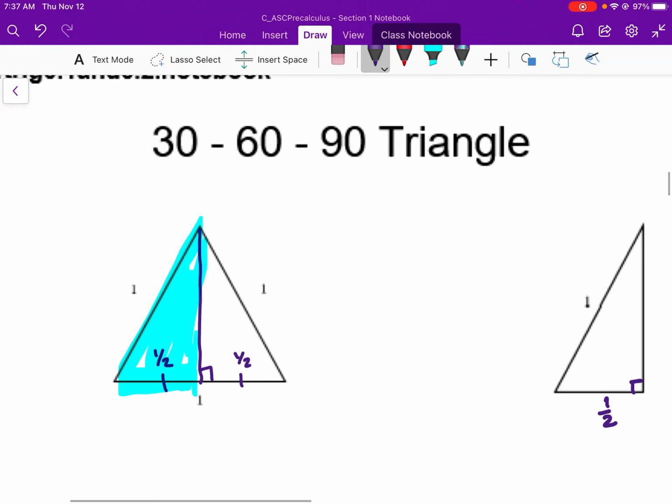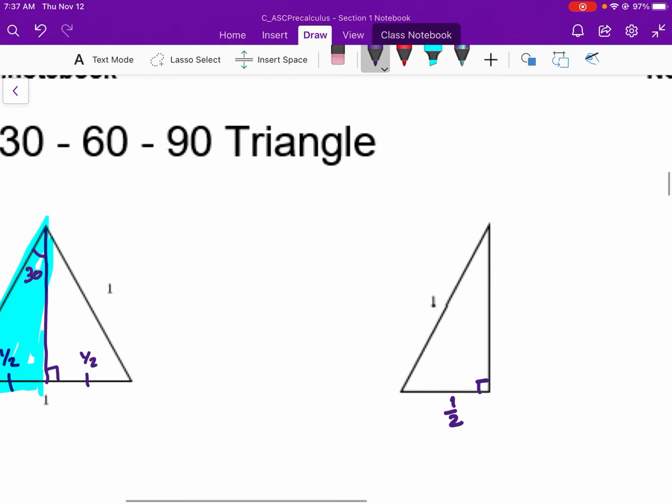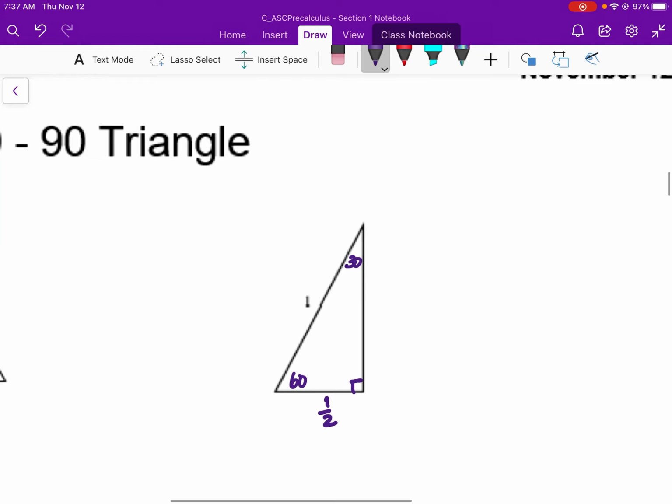Oh, by the way, going back, this is going to be 60 degrees, right? And the altitude not only cuts the base in half, but it also cuts the angle in half. So that's going to be 30. So this is my 30, 60, 90 triangle, and they're always in the same proportions.